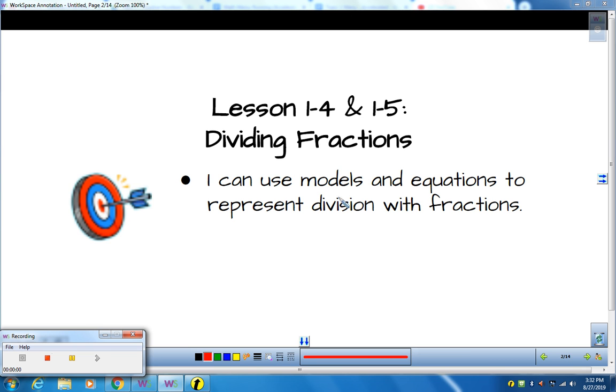Moving right along in topic 1, today we're going to be looking over dividing fractions. And we're going to look at both using models, pictures, as well as the equation, the algorithm, to divide fractions here.